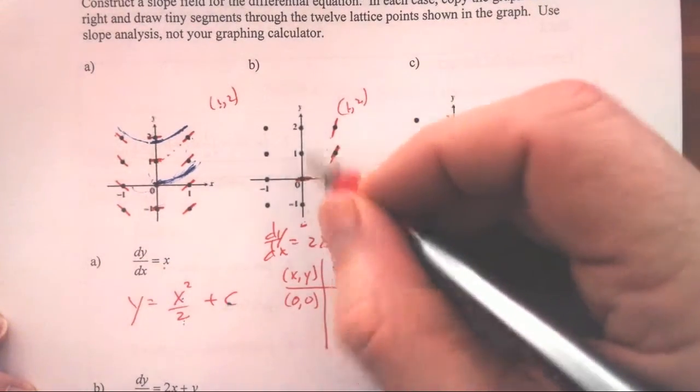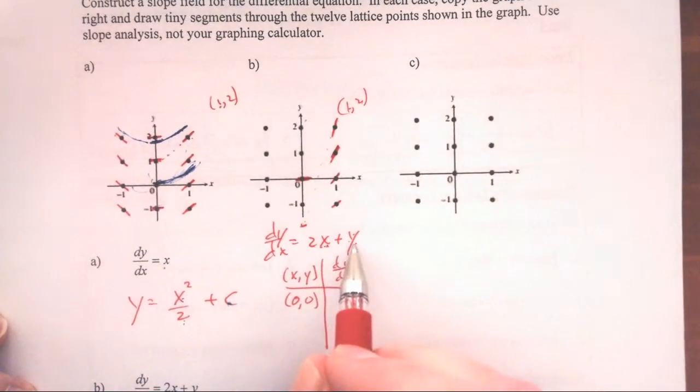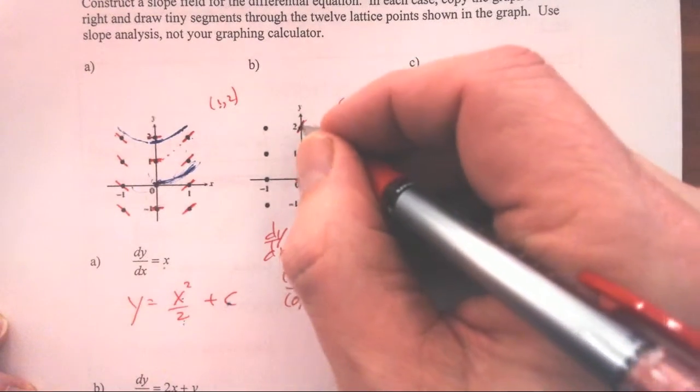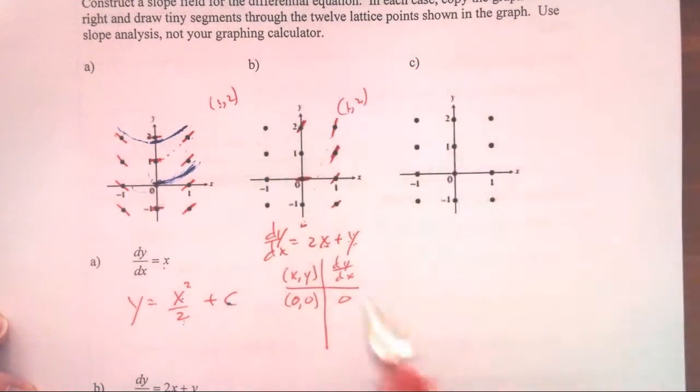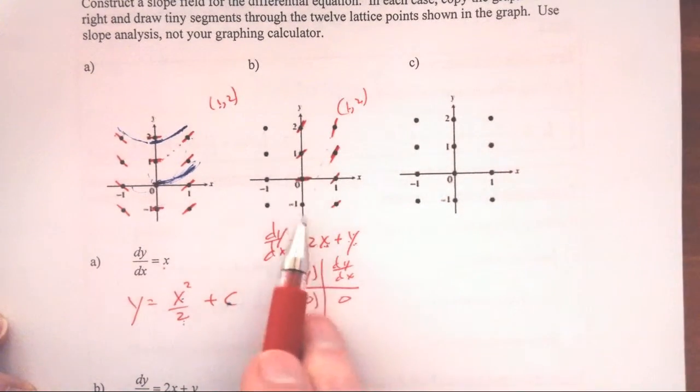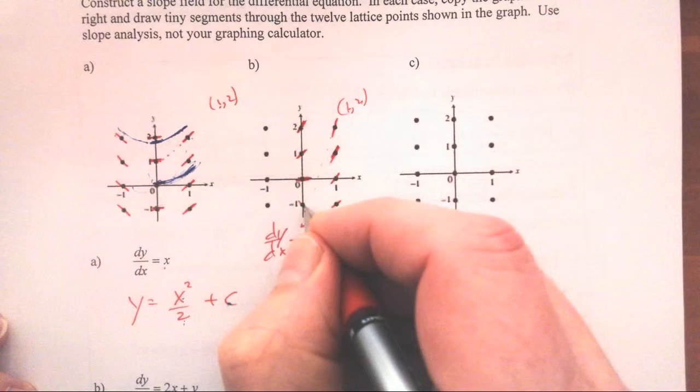Okay, how about at (0, 2)? Put in 0 for x, 2 for y, I get 2. Slope of positive 2. Aiming right down here. (0, 1), slope of 1. How about (0, -1), slope of negative 1?